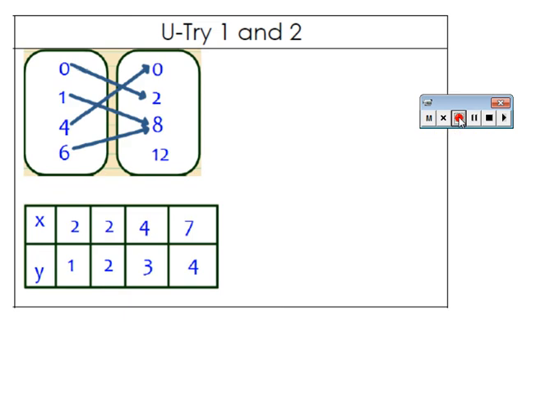Here is your tip. Check to see if any of the domain values are going to two different y values, two different range values, then it's not a function. As long as every item, every domain value, is paired up with only one y value, then it's a function.